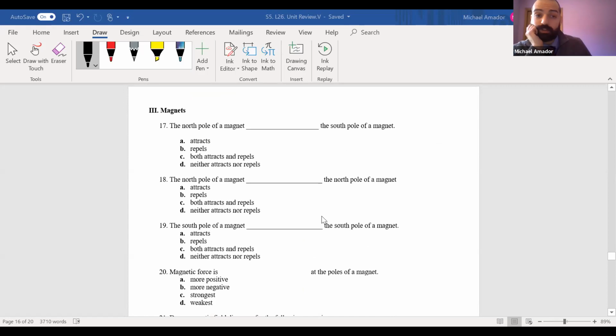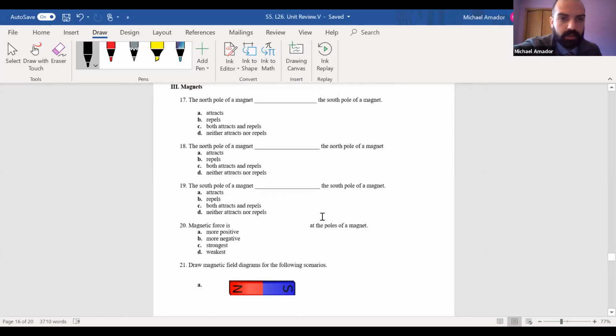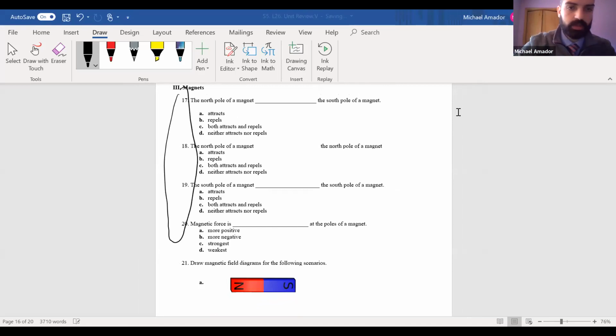Magnets. This is probably a little bit fresher in our minds because we did magnets more recently. Let's go through 17, 18, 19, and 20. I think we should be able to do that in about 2 minutes. So take 2 minutes and then we'll share out our answers. So do 17, 18, 19, and 20 right now.